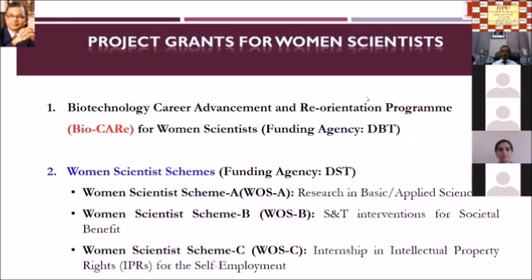Now, one more interesting thing is for women scientists in particular, there are two special programs offered by DBT called BioCare and DST called Women Scientist. Various schemes are there, and these schemes are WOS-A, WOS-B, WOS-C, and specific purpose scientist schemes are available, and these particular schemes are mainly meant for women who have had a break in their career for many reasons, including family reasons.